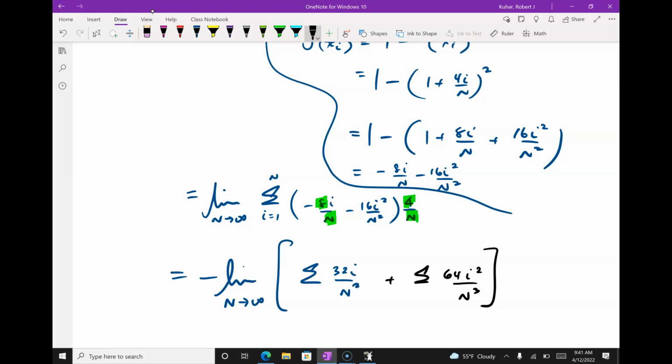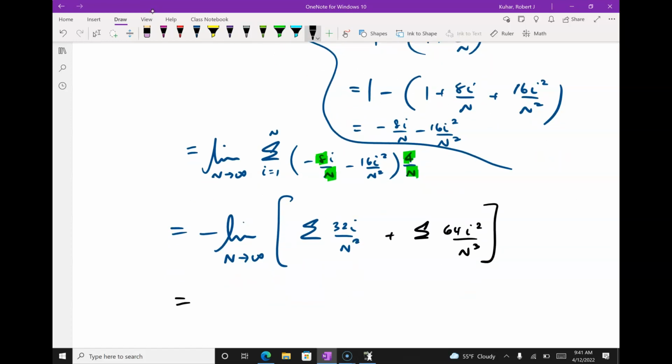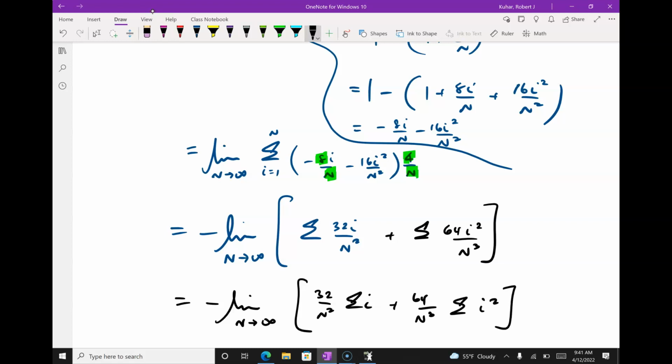Now, these sums are dependent upon i. They're dependent upon the index. They're not dependent upon n. So I can pull those pieces out of the front of each sum. So I'm getting 32 over n squared times the sum of i, because I have a formula for the sum of the indices, plus 64 over n cubed times the sum of i squared. And again, I have a formula for the sum of i squared, the sum of the indices squared.